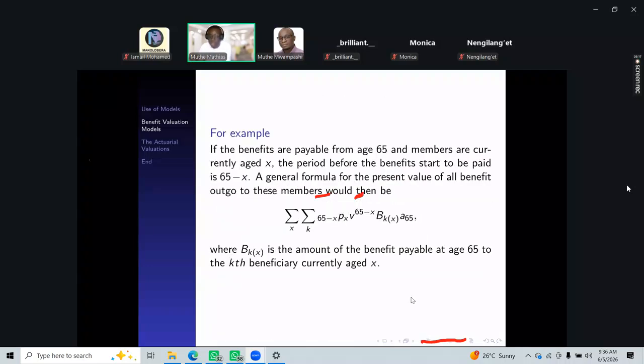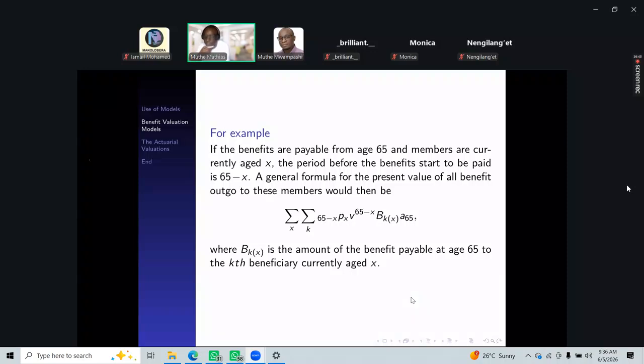So I think you can follow on this one here. Just an example: if the benefits are payable from, let's say, age 65 and the members are current age X, the period before the benefit starts to be paid is, of course, 65 minus X, because we're assuming the normal retirement age is 65. It's actually the time until the benefit will start to be paid, right? So you can see a general formula here.